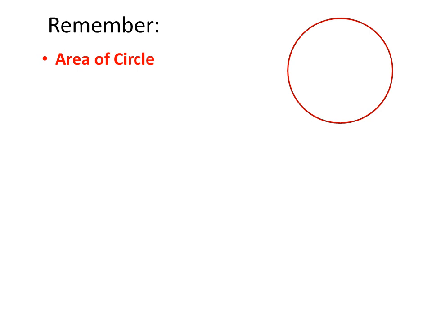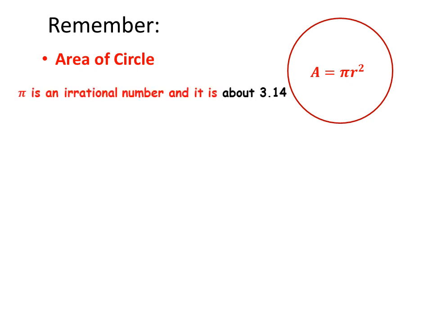Now, before starting our new lesson, we must remember some basics. The first thing, how to find the area of a circle. This is a circle. Of course, area of circle A equals pi r squared, where pi is an irrational number and it's about 3.14 or 22/7, and it's called the approximated value. R is the radius length of the circle.